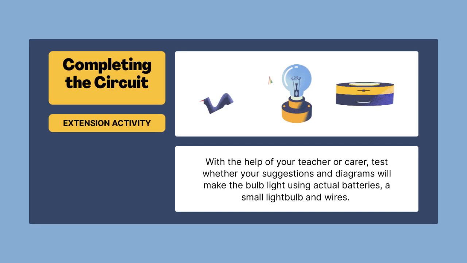Now, with the help of your teacher or carer, it's time to put your ideas to the test. We're going to see if your suggestions and diagrams actually work to light the bulb. For this, you'll need some real batteries, a small light bulb, and some wires. The key here is to create a complete circuit. That means making sure the electricity can flow from the battery, through the wires, and into the bulb, then back to the battery. This hands-on activity helps you understand how circuits work in real life, beyond just drawings.